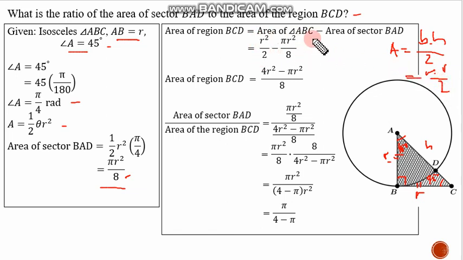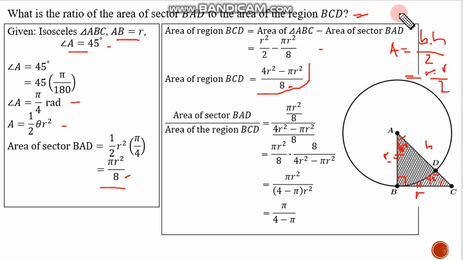That's the area of the triangle ABC minus the area of the sector BAD, which is pi r squared over 8. So the area of region BCD is equal to, let's get the common denominator, which is 8. 8 divided by 2 is 4. 4 times r squared is 4r squared minus pi r squared. So this is the answer. The area of region BCD is 4r squared minus pi r squared over 8.